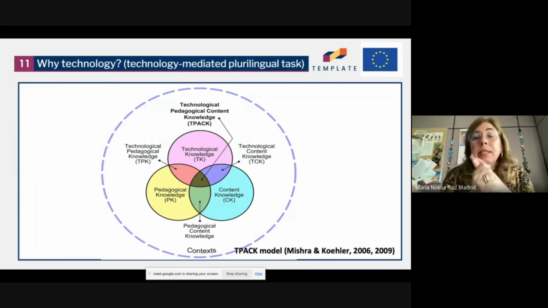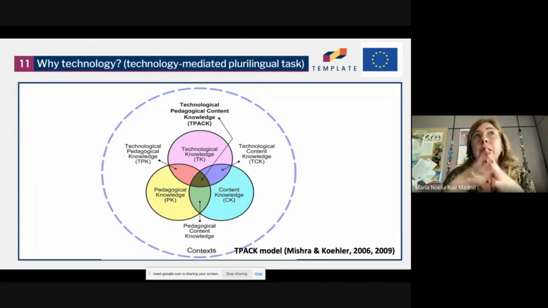And so if we take into account the plurilingual dimension and the technology dimension, and we think about the concept of task, the plurilingual task that we presented some slides before, we could think about the TPACK model as the ideal model to integrate all these together. And I just wanted to share this with you today.